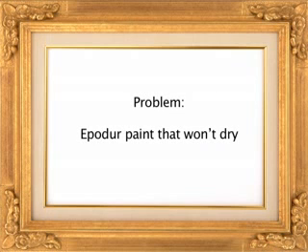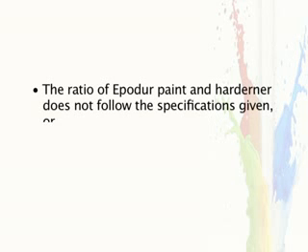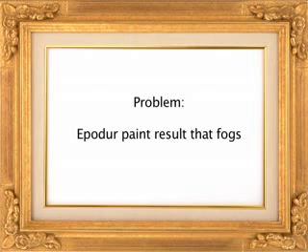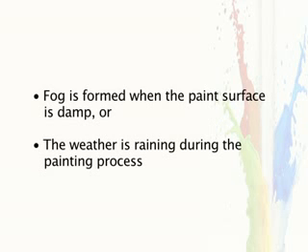Epodur paint that won't dry. The ratio of Epodur paint and hardener does not follow the specifications given, or the hardener was left out altogether. Epodur paint results that fog. Fog is formed when the paint surface is damp, or the weather is raining during the painting process.